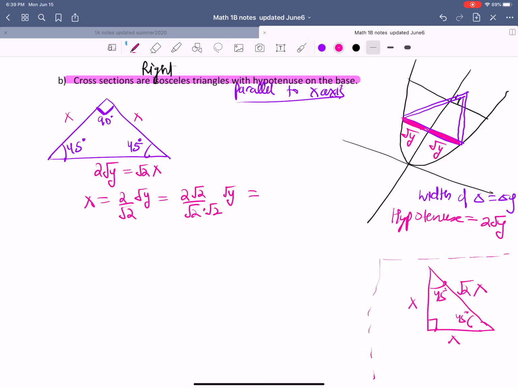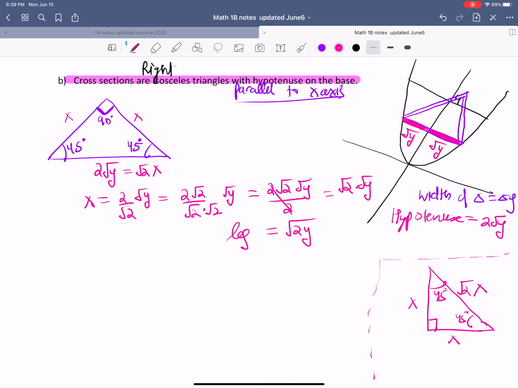And that's going to come out to be 2 root 2 root y divided by 2, which is root 2 times root y. So that's your one side, root 2 times root y. That's your leg of the isosceles triangle, which is root 2y. You might wonder, why did I do all this? Because I'm trying to find the area of this triangle.